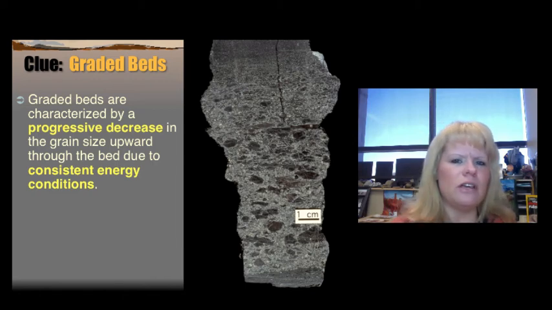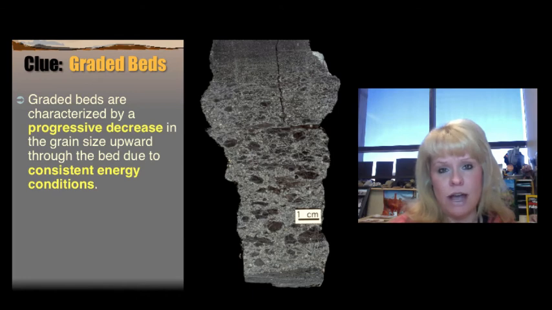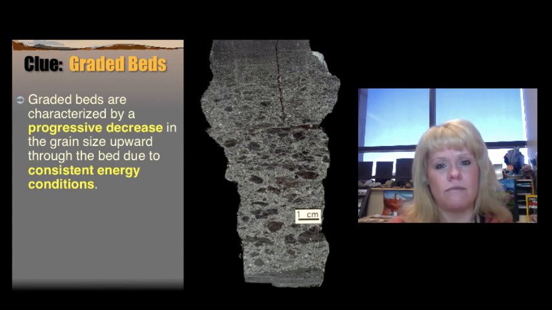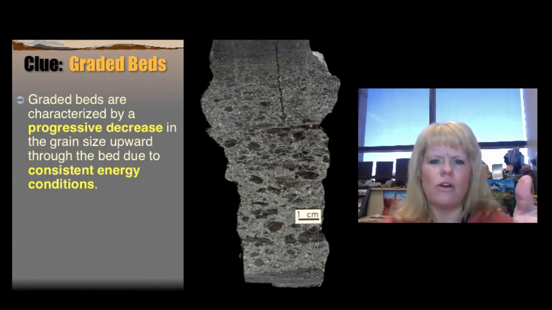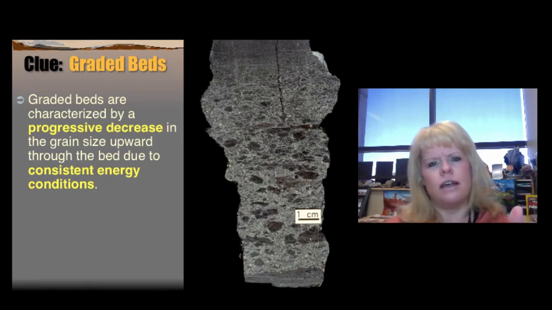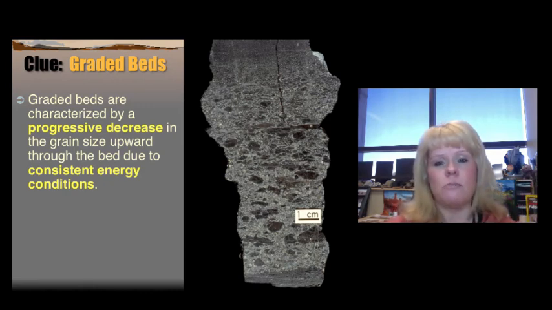What happens is the water energy of a river flows consistently. So first thing for your test, graded beds are an indicator of consistent energy environments in a depositional river environment. But more importantly, the heavy stuff gets dropped out first because the velocity or flow of the water just can't carry it as far as it does the lightweight material, which would be the smaller grains. So this grain right here is big. It didn't get carried as far as these little tiny grains did up here.